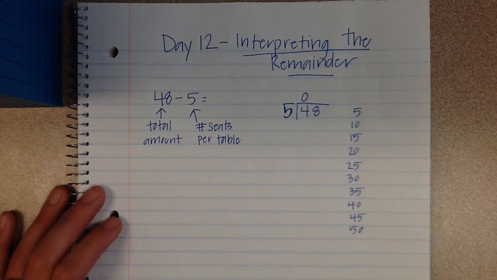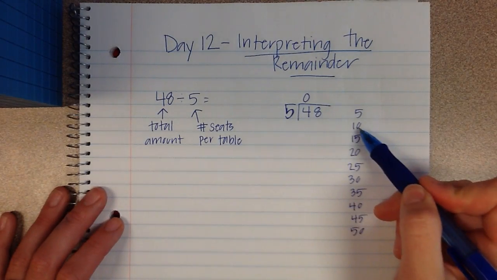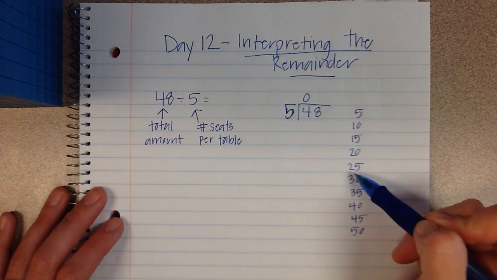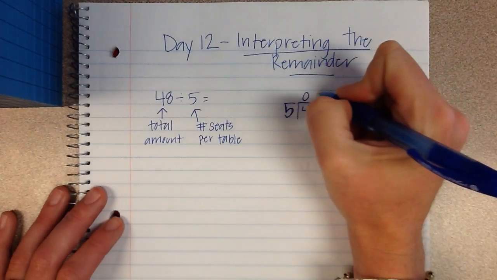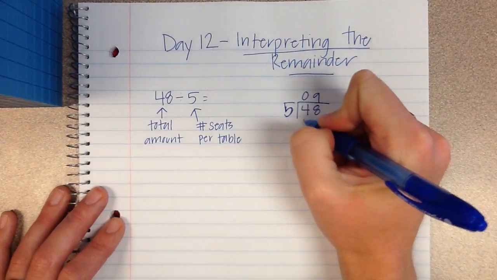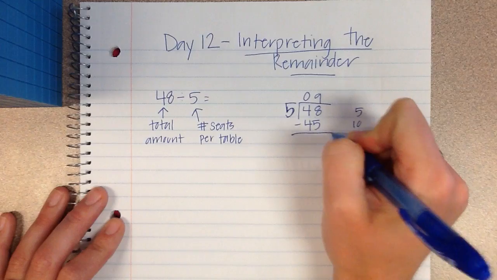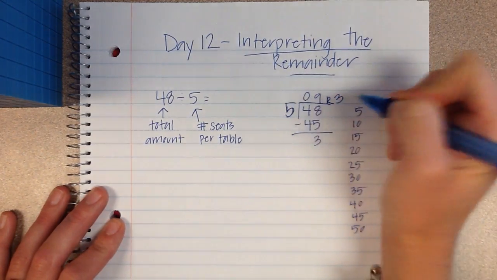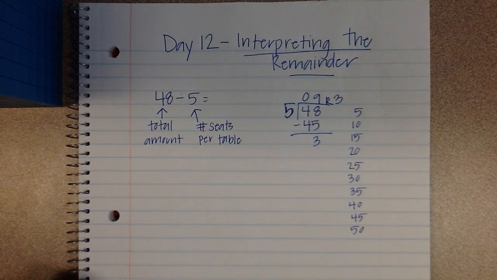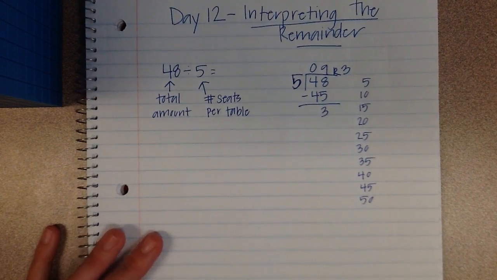So, how many times does 5 go into 48 without going over? 1, 2, 3, 4, 5, 6, 7, 8, 9. So I'm going to put 9 here. 9 times 5 equals 45, so that's what I'm subtracting, and I get 3. I'm going to put remainder 3.